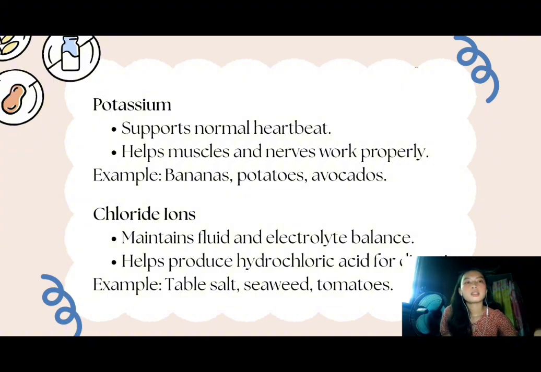Next is potassium. Supports normal heartbeat. It helps muscles and nerves work properly. We can find potassium in bananas, potatoes, and avocados.